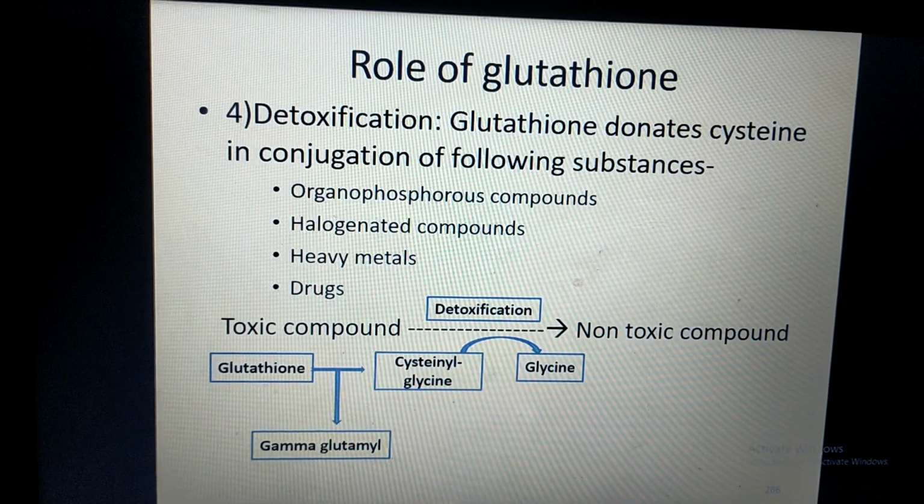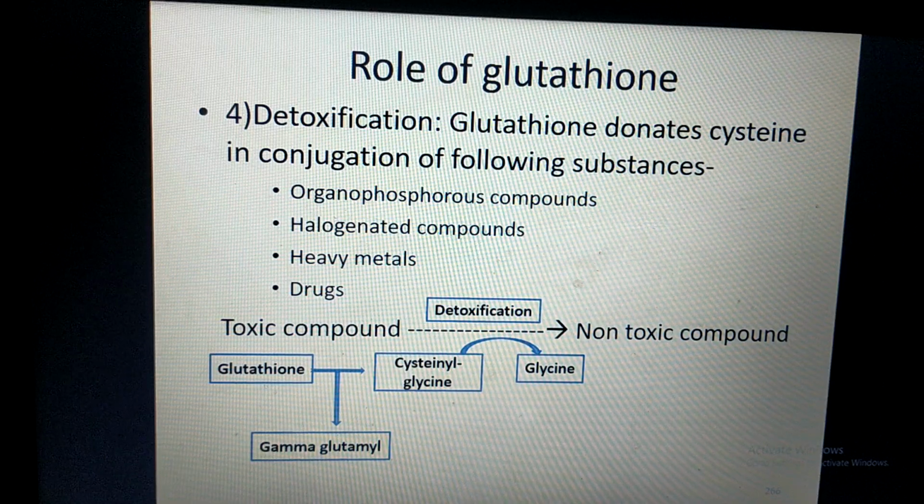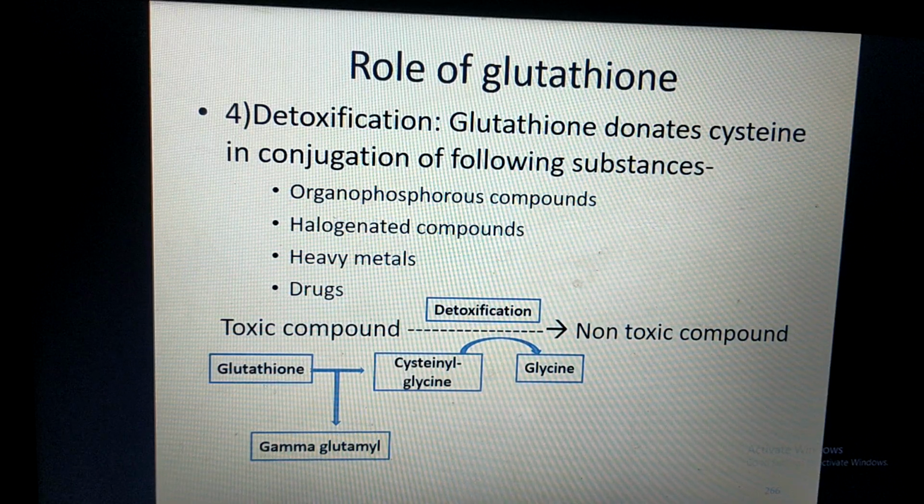Now this is the mechanism. Glutathione, first the glutamine group is removed from glutathione, then cysteine glycine is remaining. Now this cysteine glycine donates citric acid to the toxic compound, and the toxic compound gets converted into a non-toxic compound because it becomes more soluble. So this is the detoxification process.